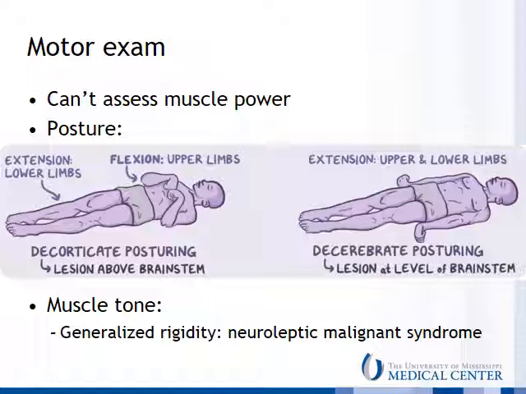Patient can posture spontaneously or with painful stimuli. If the patient has flexion posture on bilateral upper extremities and extension on bilateral lower extremities, then it is called decorticate posturing, and it usually suggests that the lesion is above the brainstem. If the patient extends bilateral upper as well as lower extremities, then it is called decerebrate posturing, which suggests the lesion is at the level of the brainstem. Passive muscle tone can also be helpful to determine the cause of coma, like generalized muscle rigidity can be seen in neuroleptic malignant syndrome.